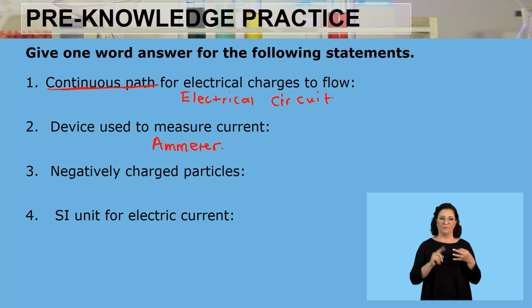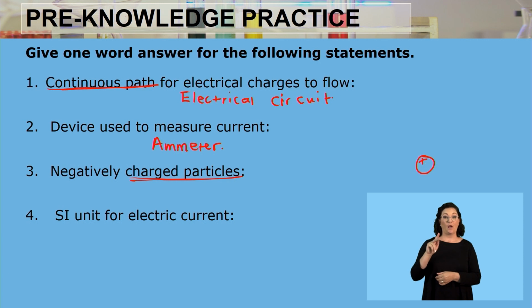And then thirdly, what are the negatively charged particles? So the negatively charged particles, we do know that we find them in an atom. In an atom, we have a nucleus, and in the nucleus you find the protons, which are positively charged, and the neutrons, which do not have a charge. And then around the nucleus is where we find the electrons, which are negatively charged. They form an electron cloud around the nucleus, and they're always in orbit. So therefore, the negatively charged particles are your electrons.